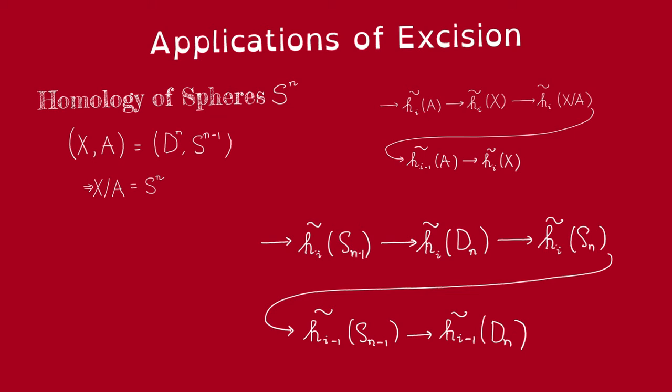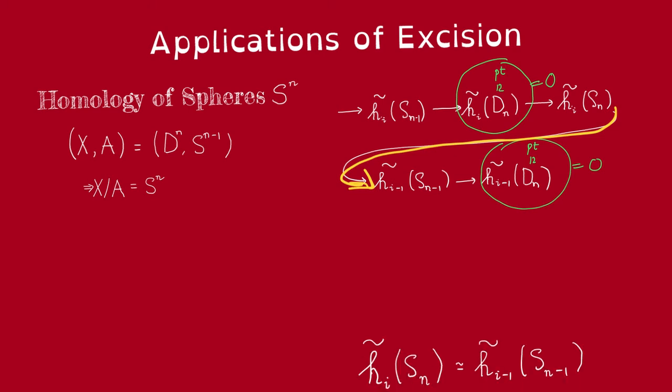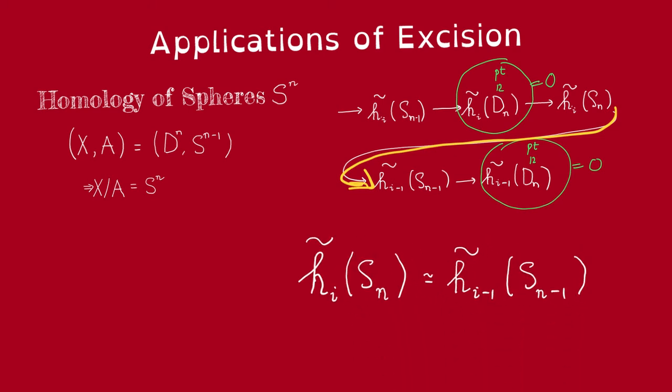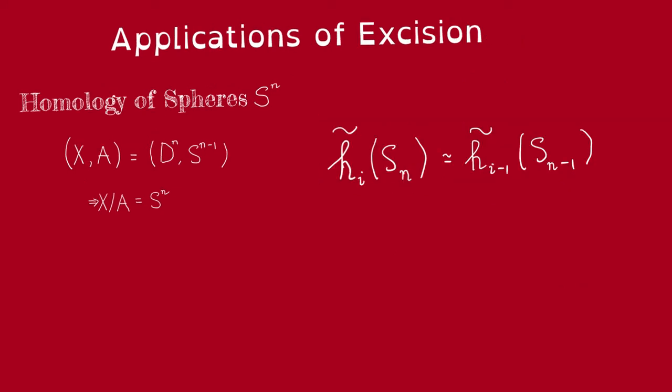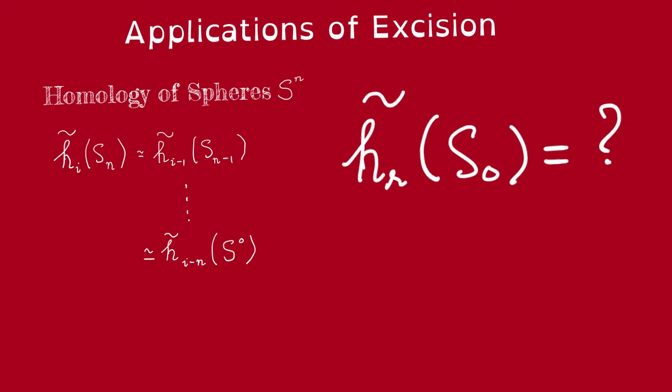Now, since D^n is homotopy equivalent to a point, it's contractible. By the homotopy invariance axiom, we must have that these homology groups are 0. In particular, this map here must be an isomorphism. Thus, we have an isomorphism between H_i of S^n and H_(i-1) of S^(n-1). Now, by induction, we can bring this back to the case of S0. So now it remains to compute the homology groups of S0.